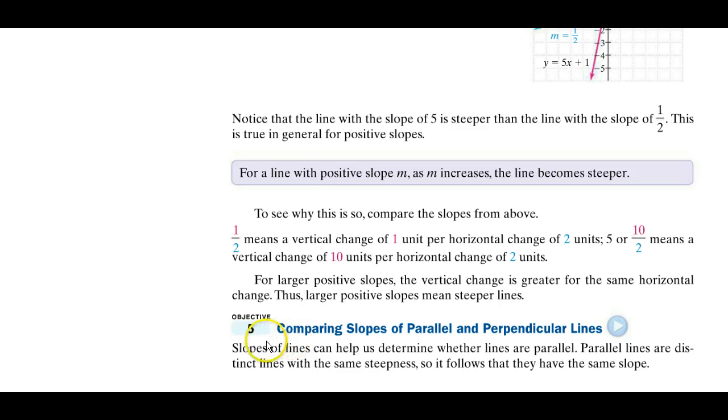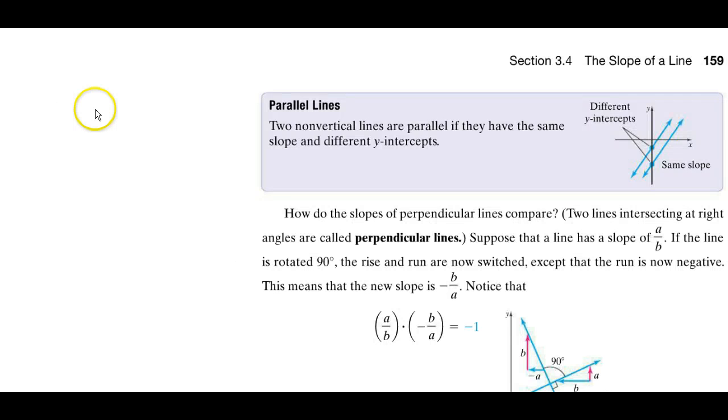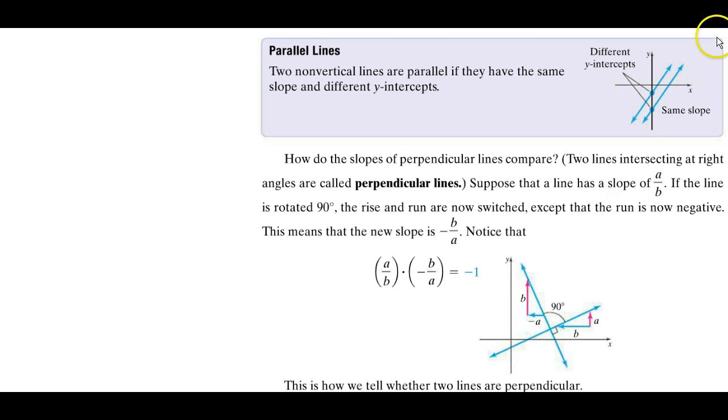Now formulas 7 and 8 on that sheet is where we compare slopes of parallel and perpendicular lines. Lines that are parallel, as you can see here, have the same slope but would have different y-intercepts. And lines that are perpendicular, that is, they form a right angle, have an interesting property: when you multiply their slopes, you end up with a -1.